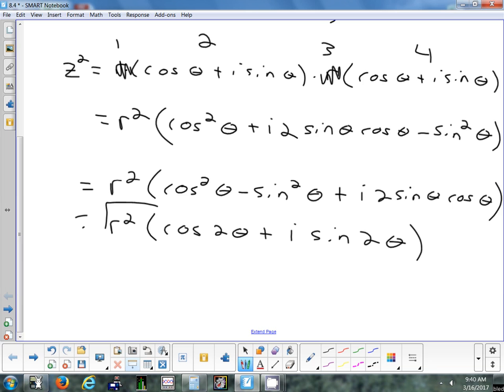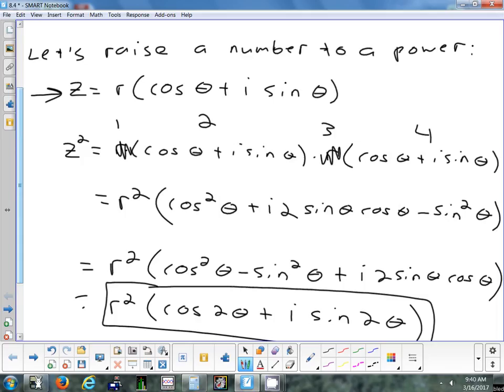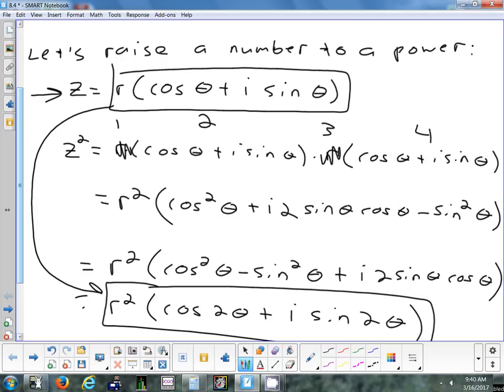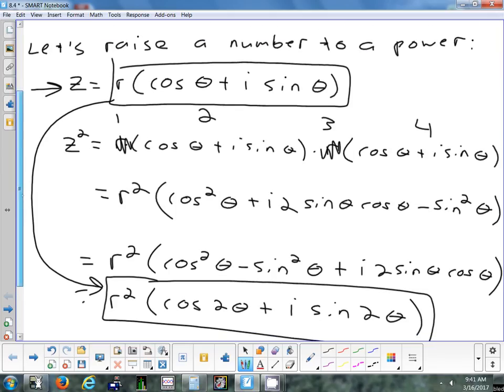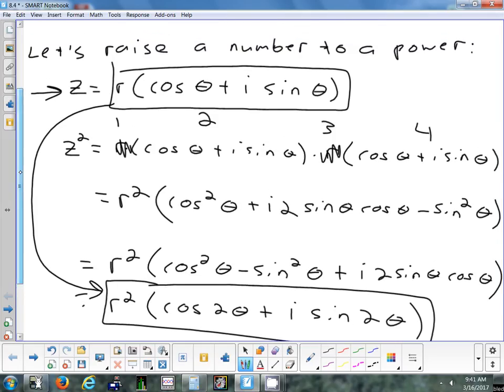So now I want to look at this and look at what we started with, right here. And I want to see if you can tell me how I can get from this right to that without going through the steps in the middle. What's the pattern when we squared it? And then we'll look at the pattern for cubing. Noah? Yeah. So you raise the radius to the power, and you multiply the angle by the power.